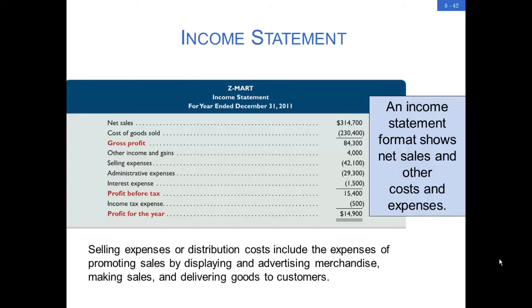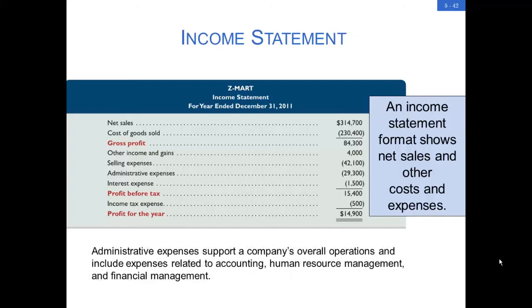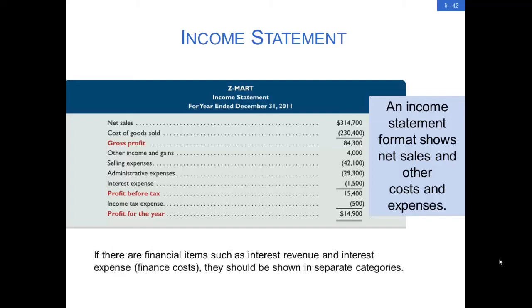Selling expenses or distribution costs include the expenses of promoting sales by displaying and advertising merchandise, making the sales, and delivering goods to the customers. Administrative expenses support a company's overall operations and include expenses related to accounting, human resource management, and financial management. If there are financial items such as interest revenues and interest expense, they should be shown in separate categories on the face of the income statement.